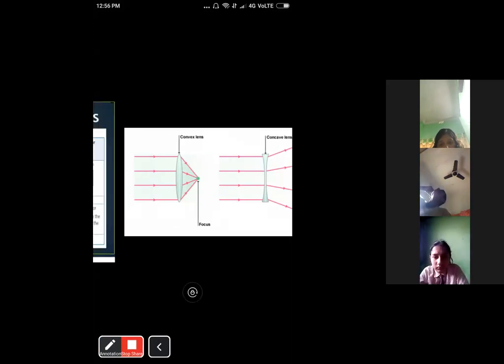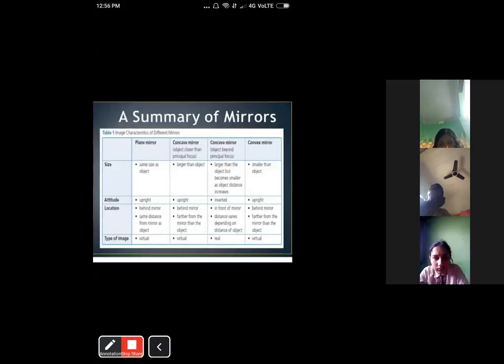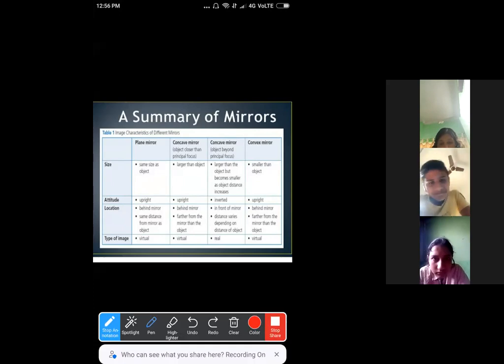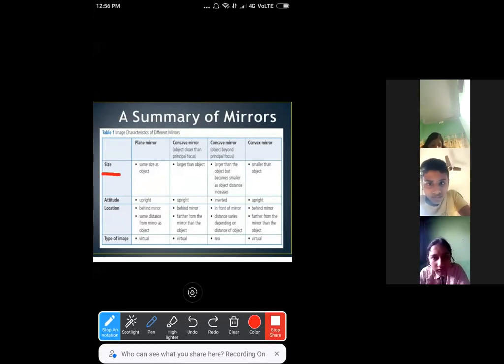Now here you have seen three different types of mirrors: plane mirror, concave mirror and convex mirror. So in this picture you can see it's a summary of all the mirrors. You have learned about mirrors in detail in your chapter, in your book. Here you can see these are the characteristics that are formed in different types of mirrors. The first point is size. Size of the image that is formed on different mirrors.